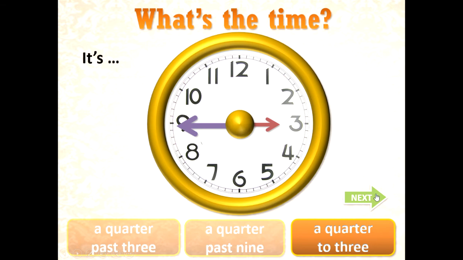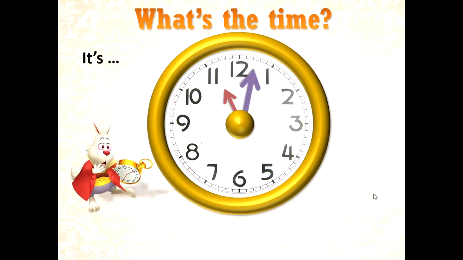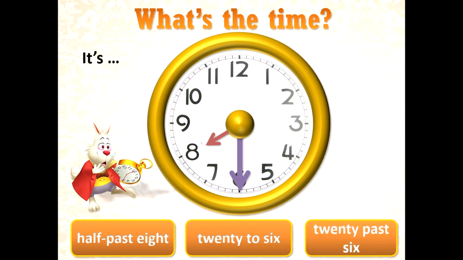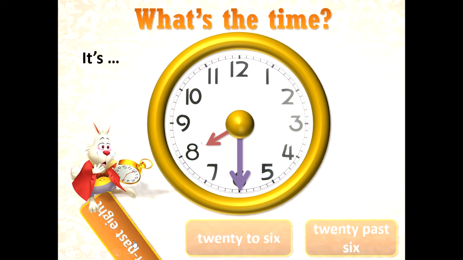Okay, what about this one? What's the time? Okay, the shorthand strikes 8 and the longhand strikes 6. So how many minutes passed after 8? So 30 minutes or a half past. A half past 8. Okay, the right time is a half past 8.